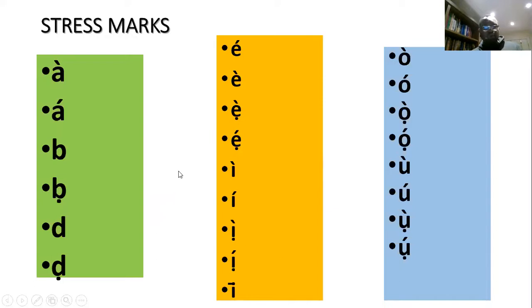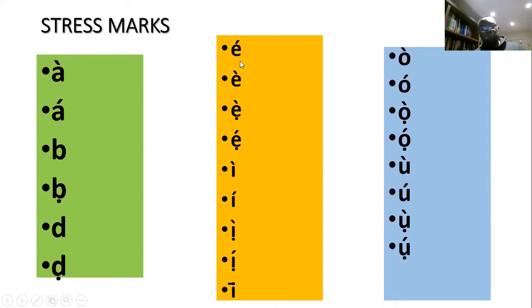So if we now go on to the R, you can see that the stress mark on the R is either falling or rising. There is no other stress mark for R. We don't have a dot under the R. We don't have a wavy sign over the R. It's just rising or falling.